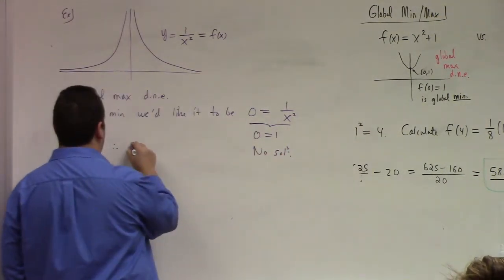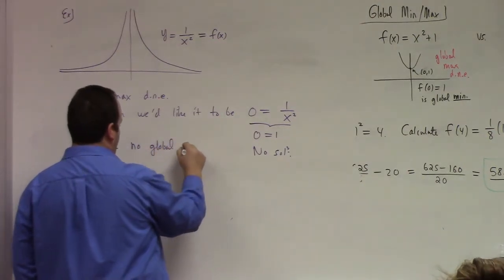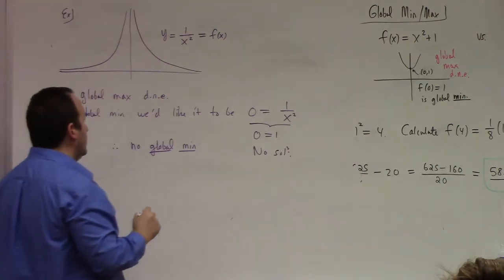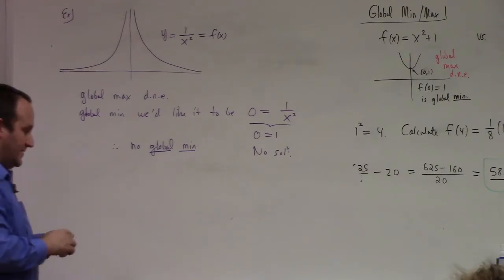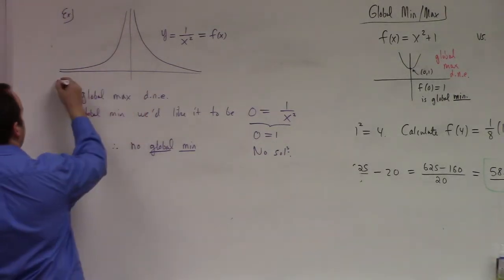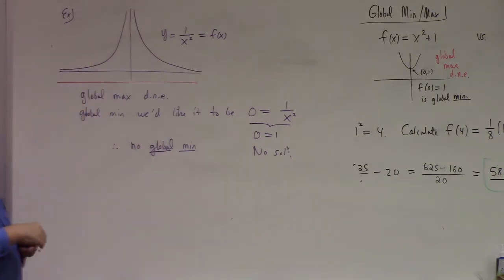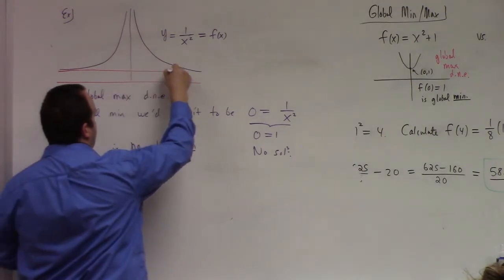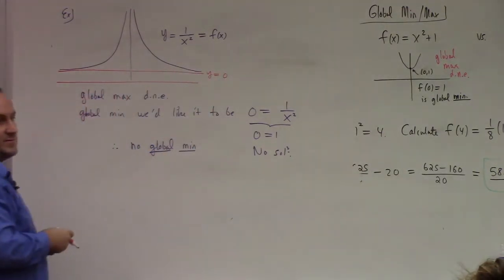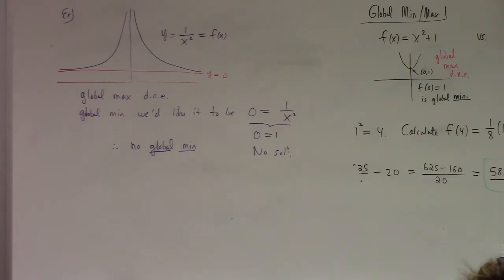If it's not actually reached, it's not the minimum. It is what's called the greatest lower bound. A lower bound to the graph is some horizontal line you can draw below the graph so that the graph is always above it. It's pretty obvious that the greatest lower bound here is y equals 0. But nevertheless, it's not the global minimum because it's not actually attained. It's not reached by the graph anywhere.